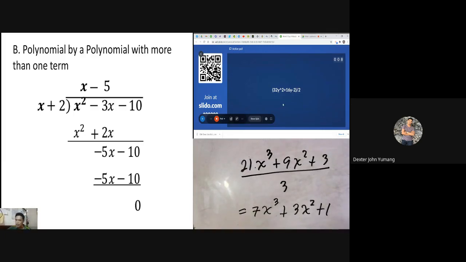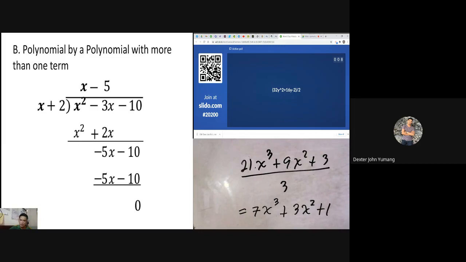Okay. Meron pong tanong dyan, 32y squared plus 16y minus 2 divided by 2. You are going to answer that one. So, kapag meron na kayong sagot, kunyari, ang sagot nyo is 23xyz, then sulat nyo po yung pangalan nyo sa gilid para alam po kung sino ang sumagot. Nakuha po? Okay, your time starts now.